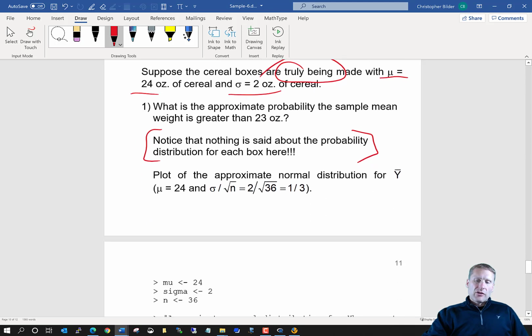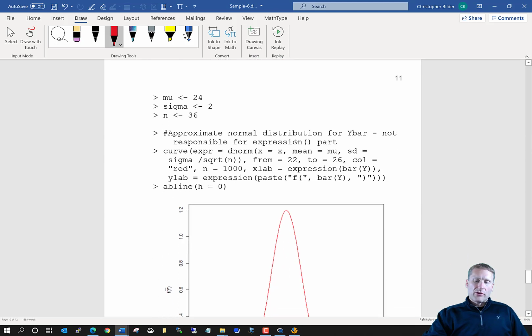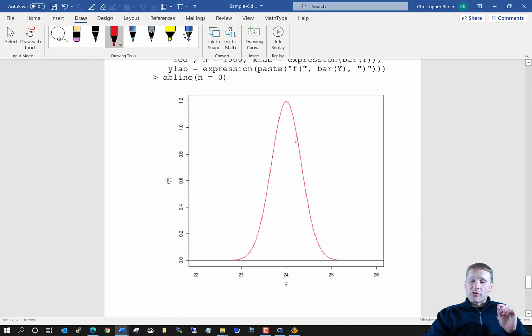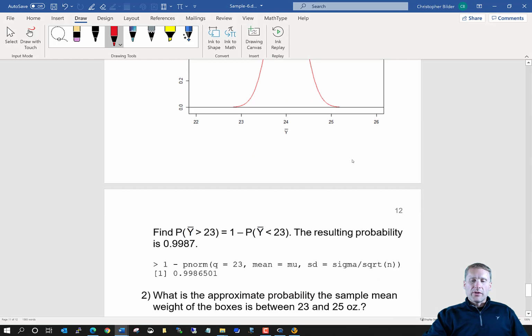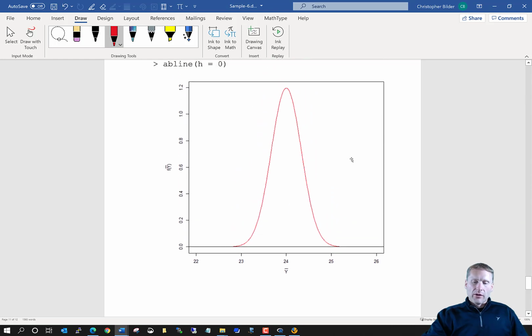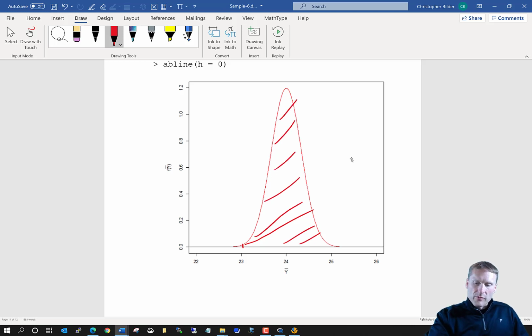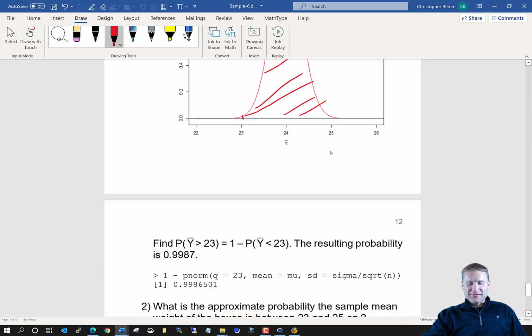Now, let's actually look at a plot of what this probability distribution of the sample mean would look like. So here's just our regular old normal distribution. I use a curve function to actually draw it. And we want to know what's the probability that y bar is greater than 23. So let's plot 23 here, and look at that. That probability should be huge, or at least close to 1.